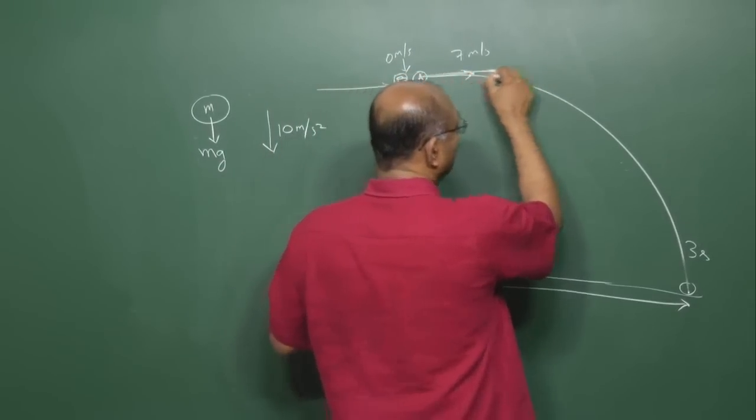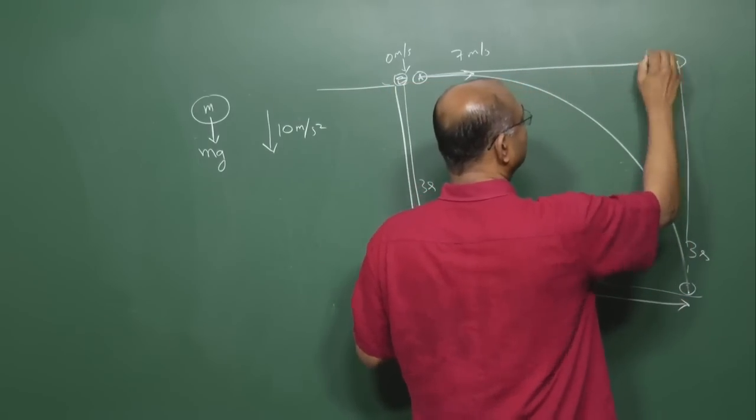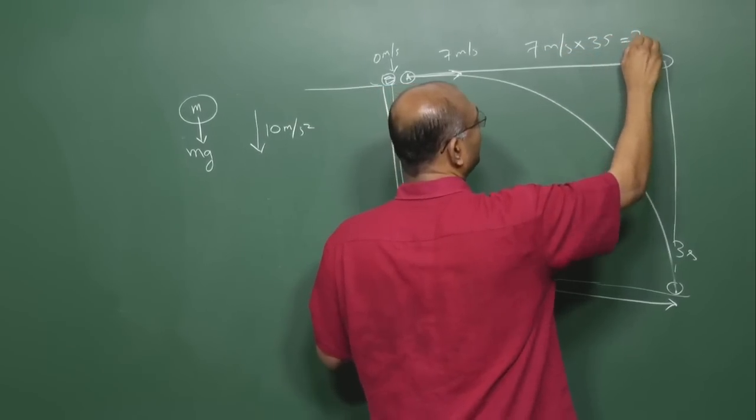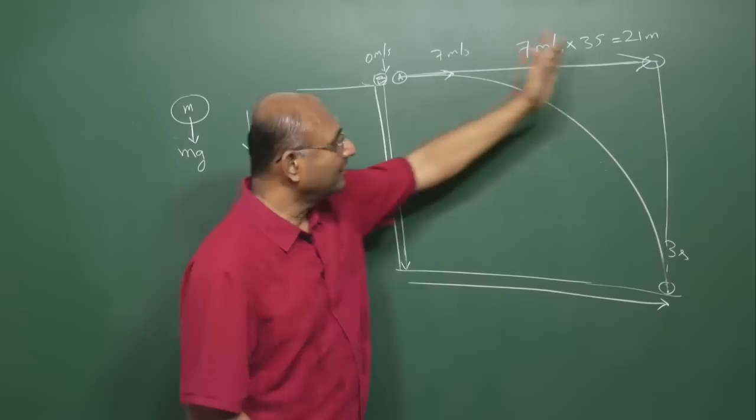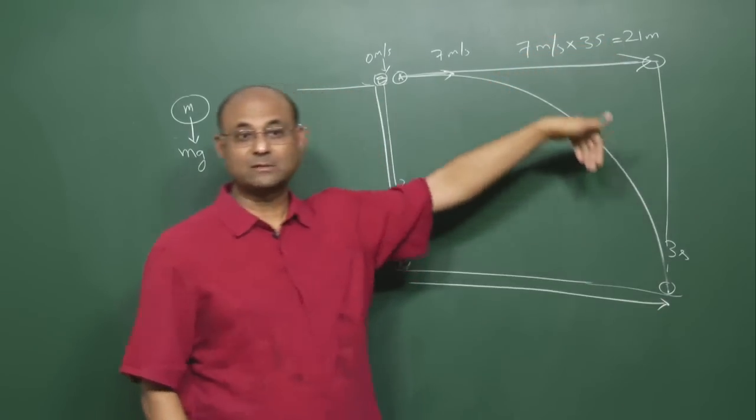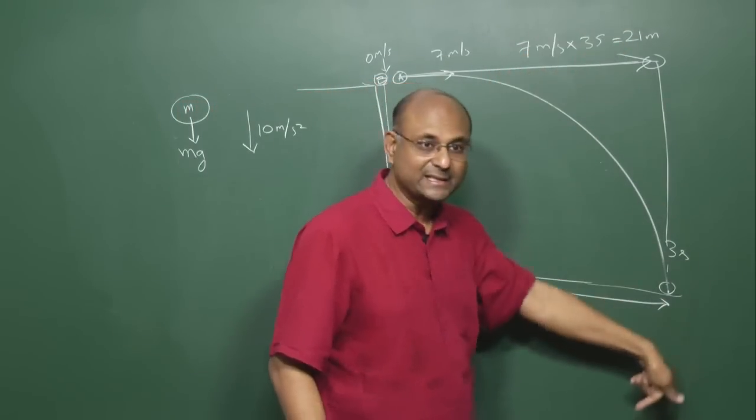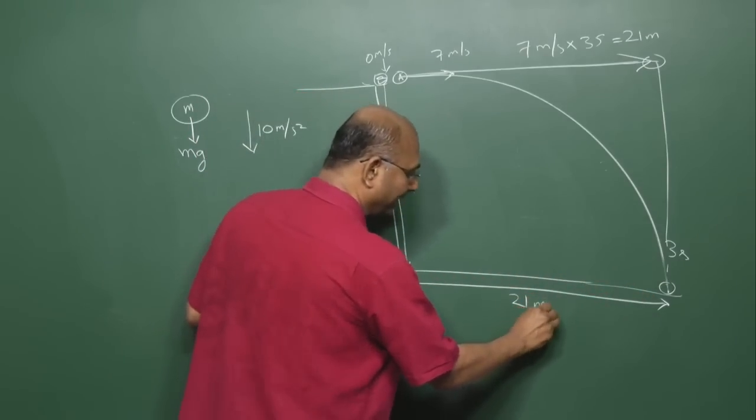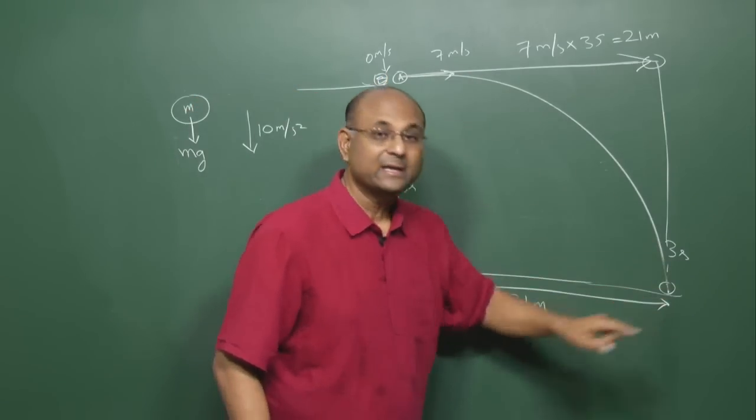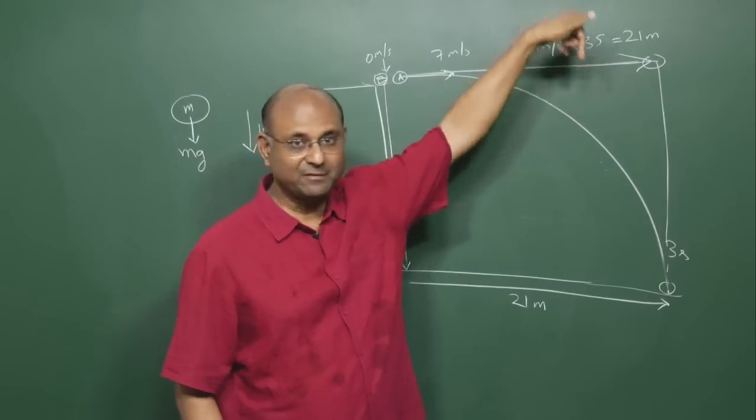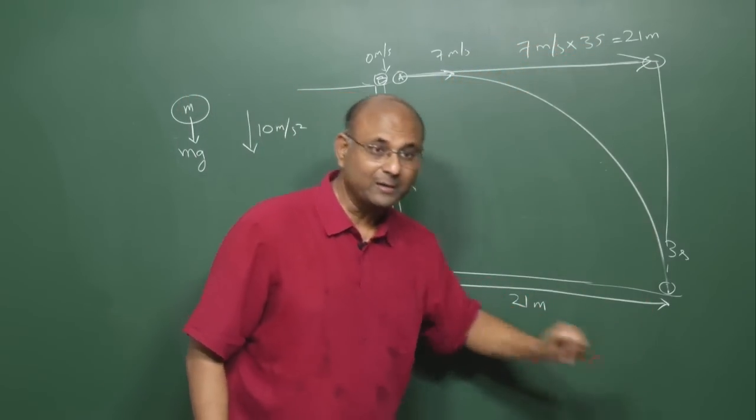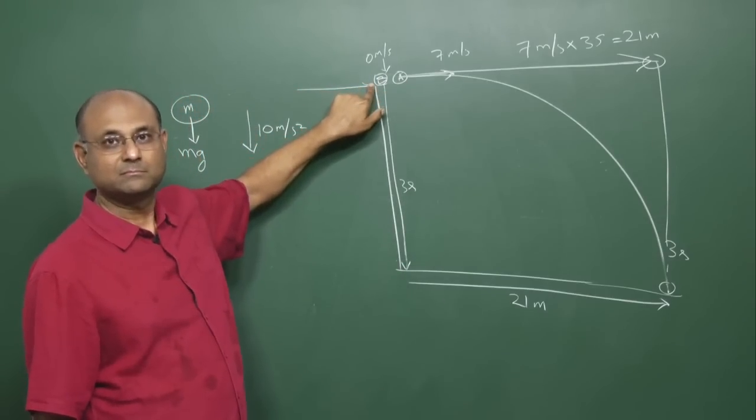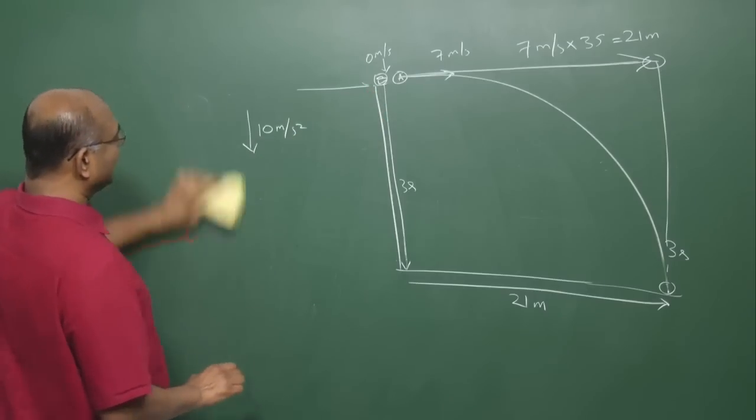So if it's moving with constant velocity, then in 3 seconds, it should have traveled 7 meters per second into 3 seconds, which is how much? 21 meters. But during this time, it has also come down because of the vertical motion. So it has done this and it has done that. So how far from the base does it hit the ground? 21 meters. Notice that this motion is a combination of horizontal motion and vertical motion. The vertical motion of this ball is exactly the same as the vertical motion of the dropped ball. Let us think a little more about this idea.